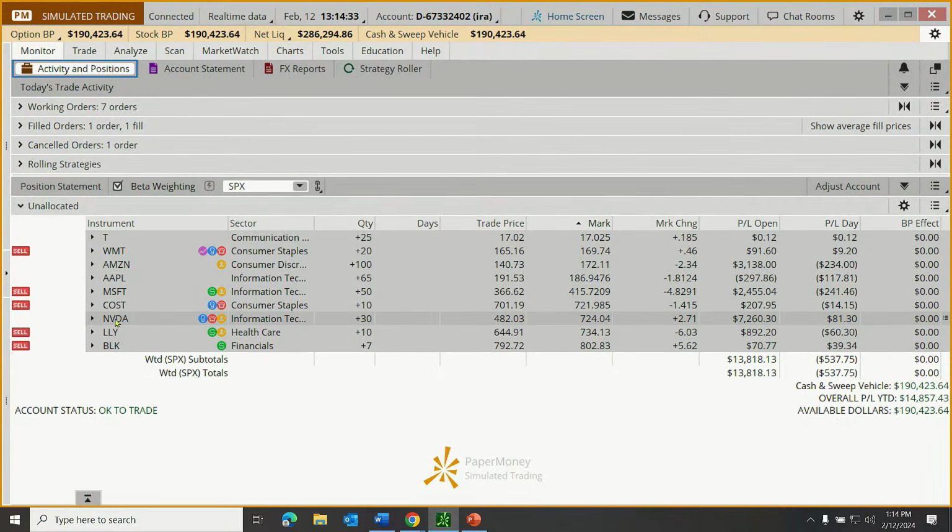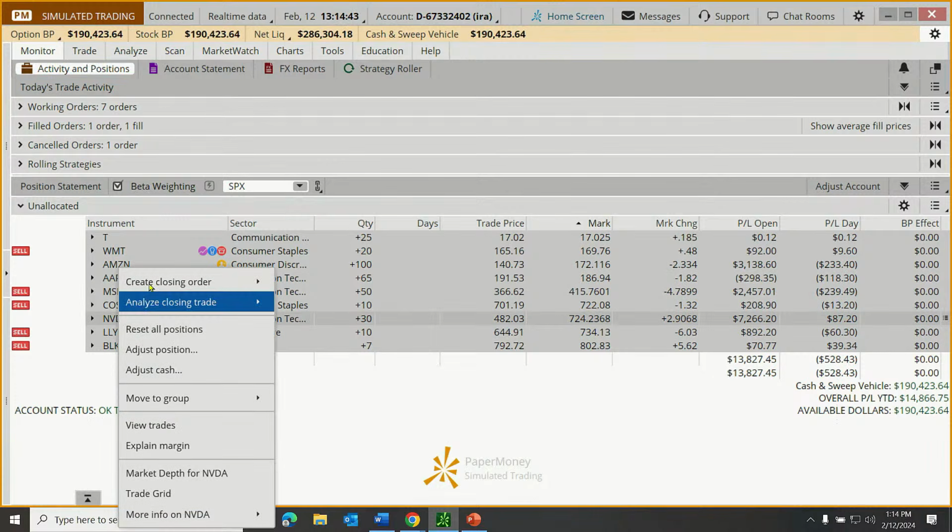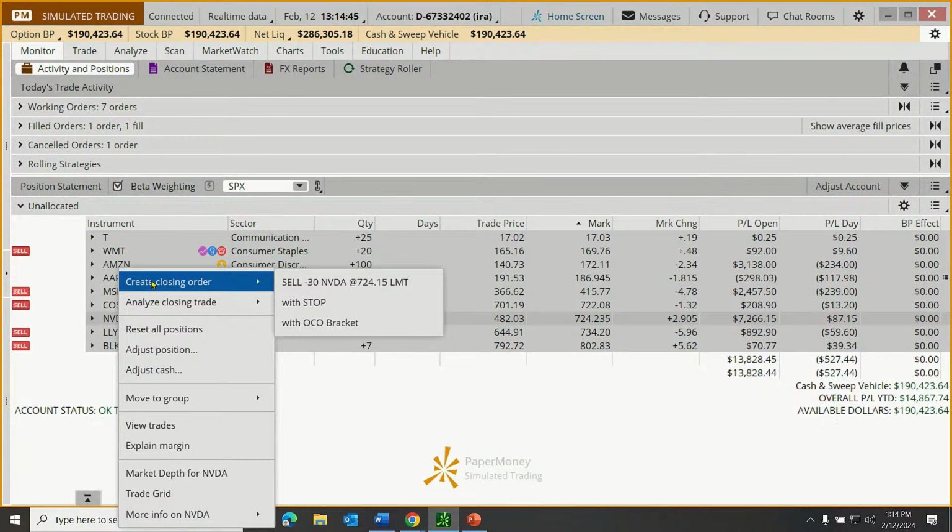Well, in this case, we could go back to the Monitor tab. There's our NVIDIA position. We can actually place trades. We could place this trade right on the Trade tab. I'm going to show you a different way. To exit an existing position, we can just go right to the position, right-click on that, and create a closing order. And we can sell right from there. So let's sell our 30 NVIDIA.